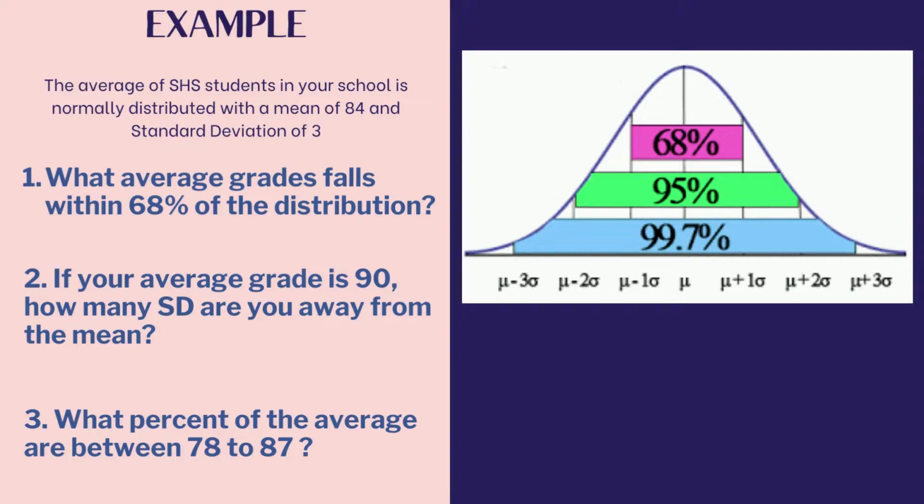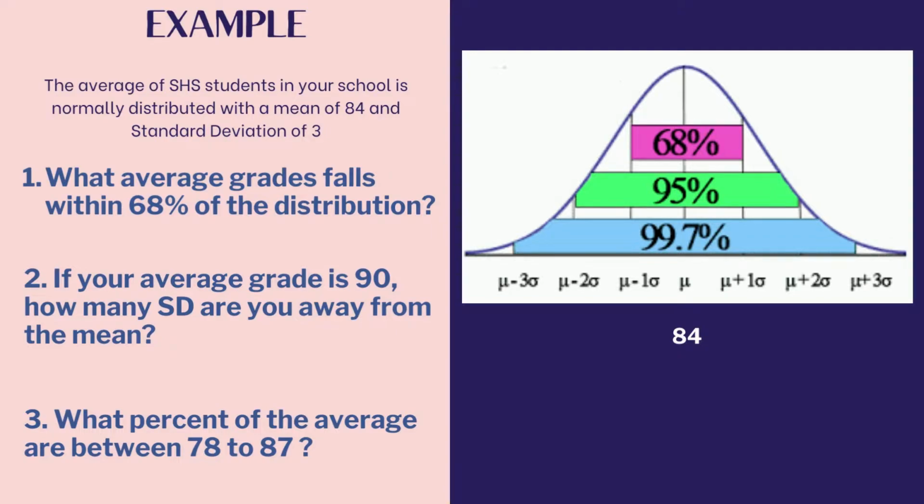Okay, another example. The average of senior high school students in your class is normally distributed with a mean of 84 and standard deviation of 3. Okay, the mean is 84 and standard deviation is 3. So, we have here the bell shape. So, same lang din kanina yung paano i-solve. So, ngayon, yung mean natin is 84. Then, standard deviation is 3.